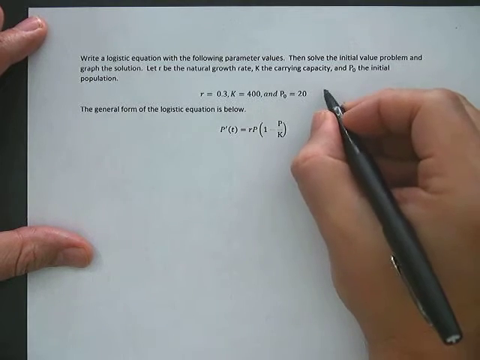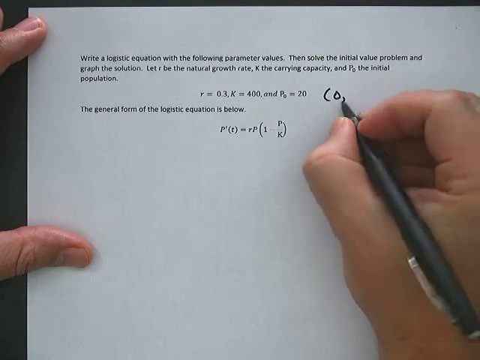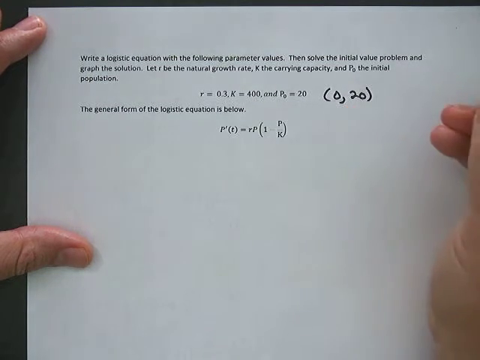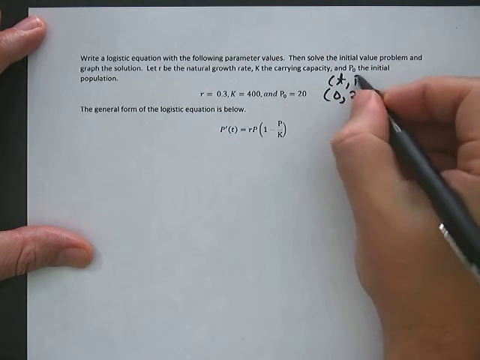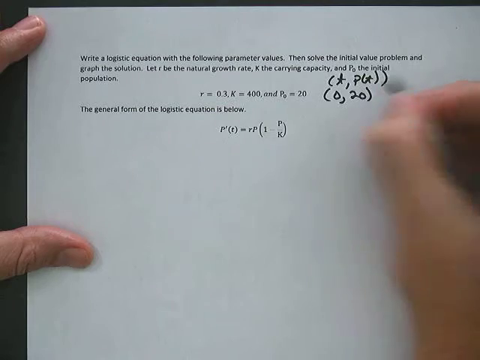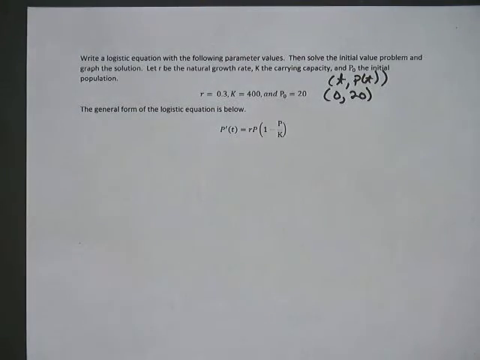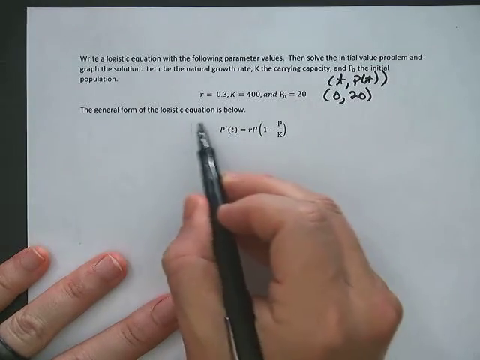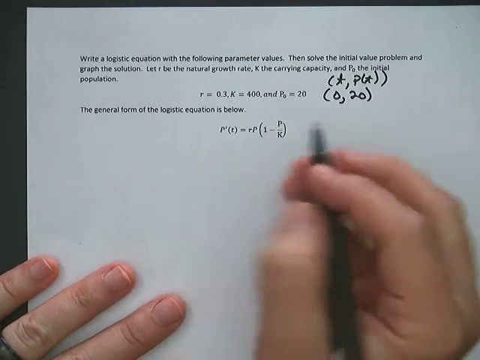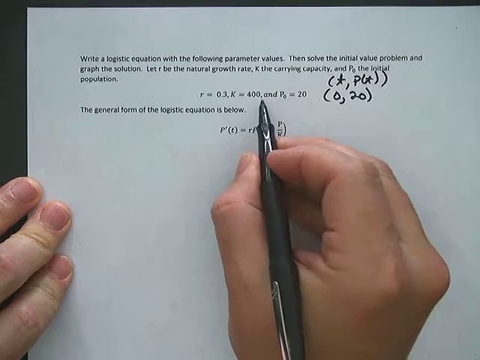We could also write that as (0, 20). That's your initial condition, (t, P of t). Okay, that'll come in later. For now, let's plug in what we have here. We're given this general form of a logistic equation right here, so we're going to plug in the r and the K.